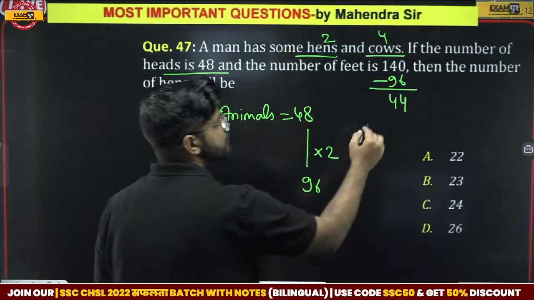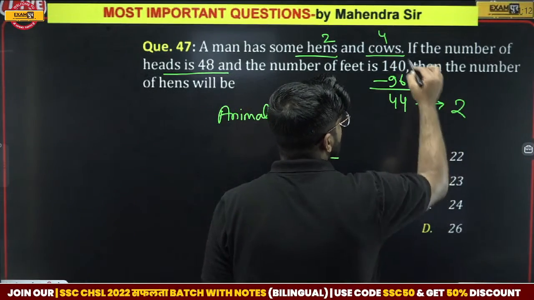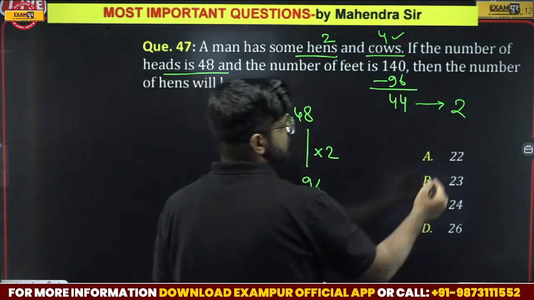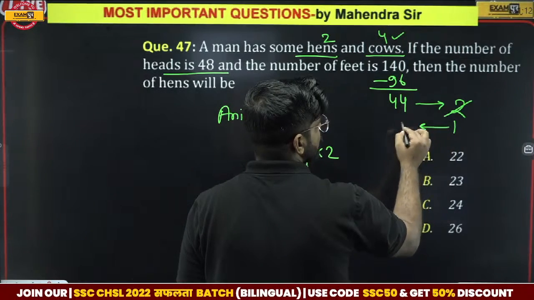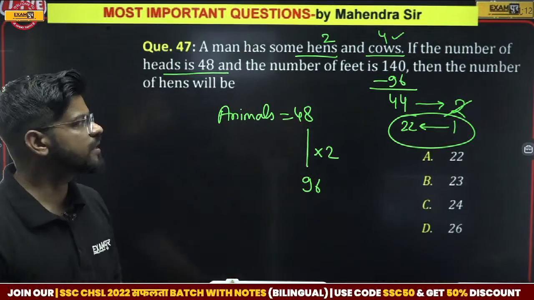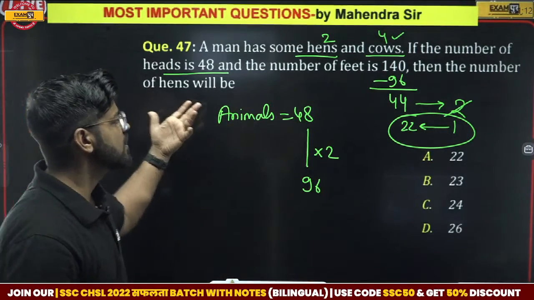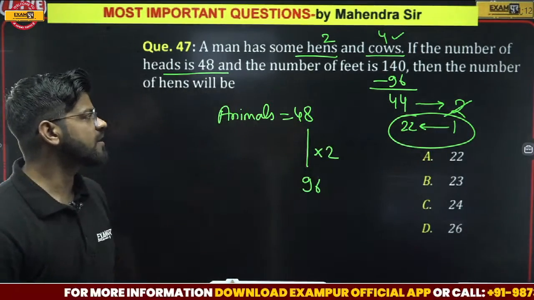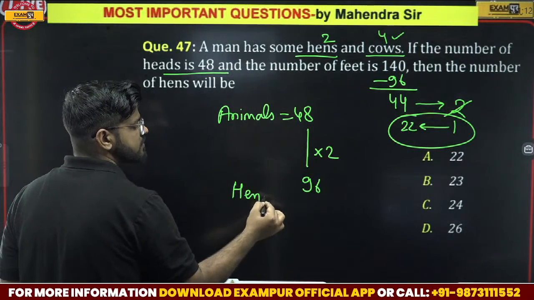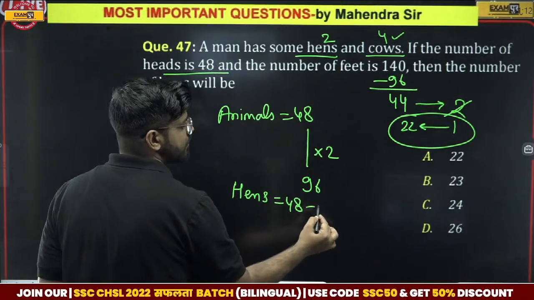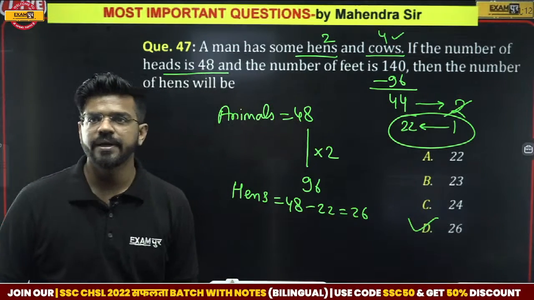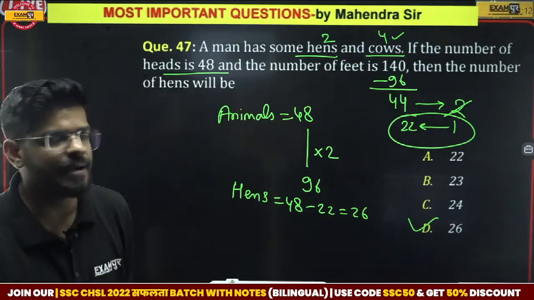So this 44 is for what? The 2 legs of cows that I have not considered. Okay, so just divide it, you will get 22. Now this is the number of cows, but the question is asking the number of hens. So just subtract it from 48. The number of hens will be 48 minus 22, that means 26. Okay, 26. Absolutely correct.